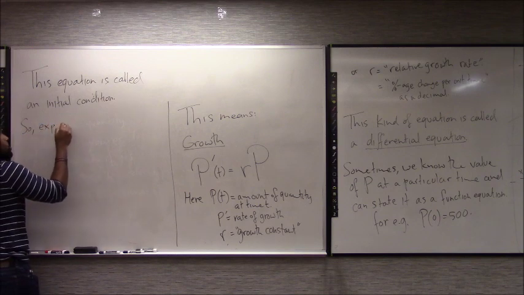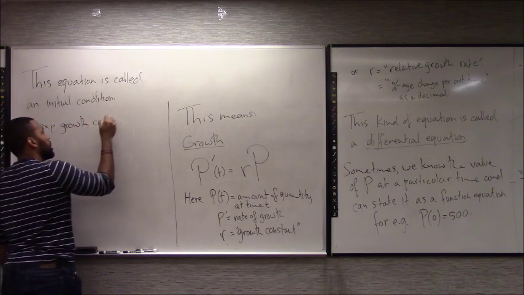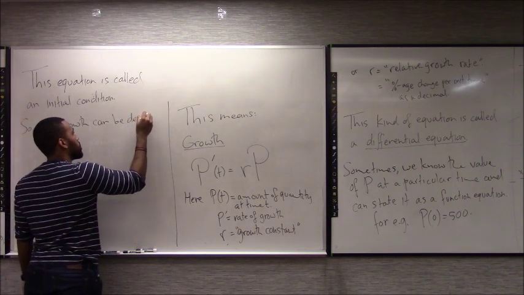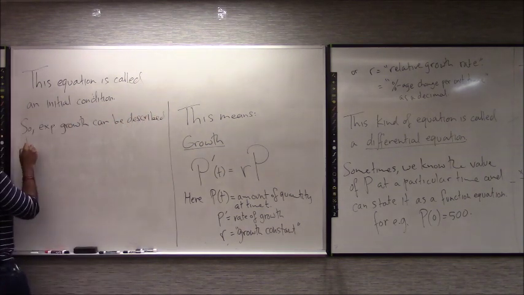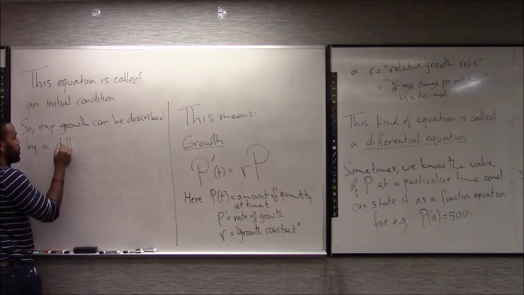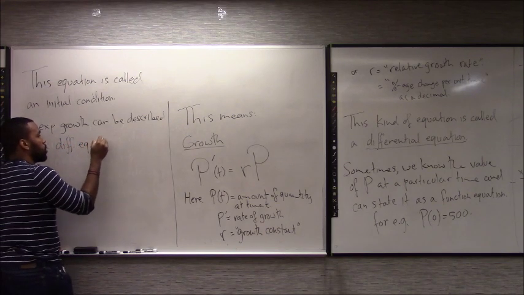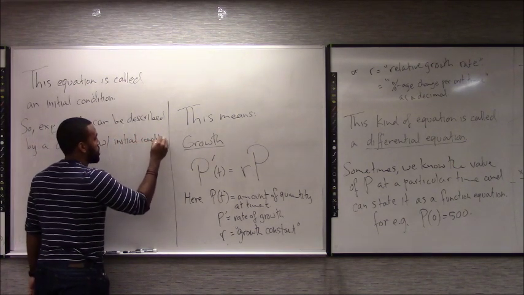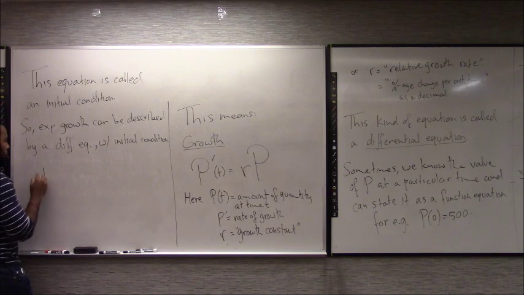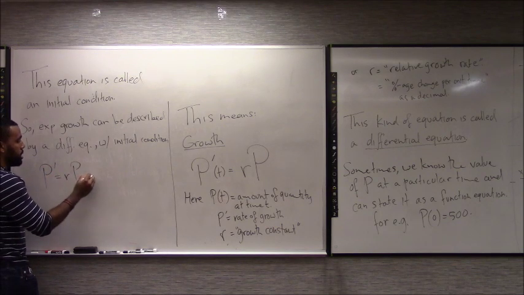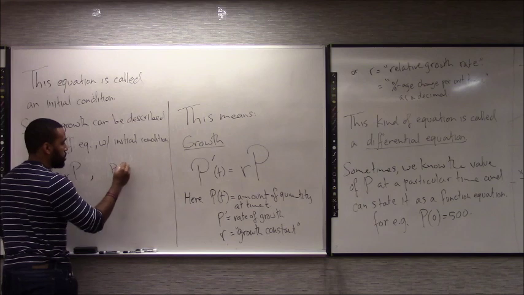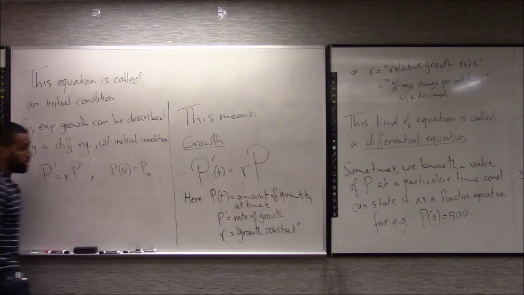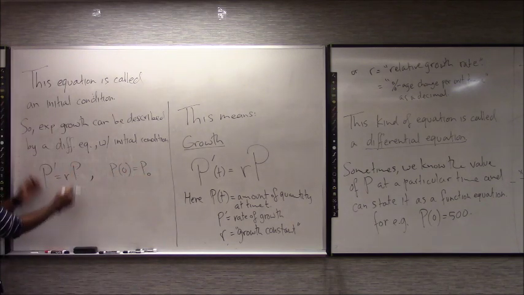Exponential growth can be described by a differential equation with initial condition. So I can say P prime equals RP, and then I can put a comma, and I can say something like P of 0 equals P naught, which is a very common notation. So this is the differential equation, and the value of it at some beginning time, which we usually call T0.